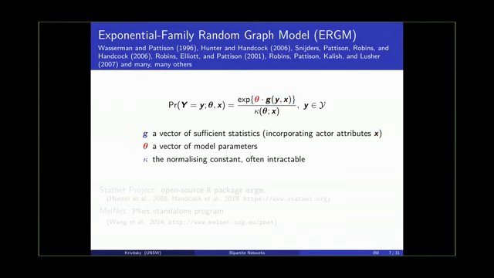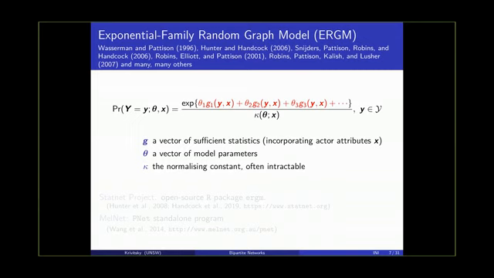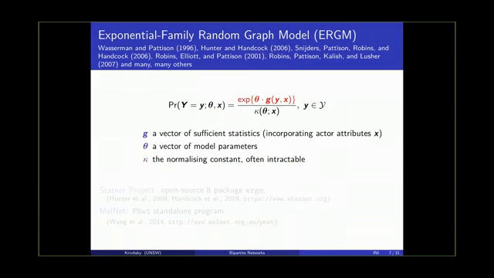And then we parameterize it by a vector theta of model parameters, and then we take a dot product, which is basically we take each element of theta and multiply it by the corresponding element of G. So each G represents some summary statistic of the network, and we multiply it by its corresponding theta, and then we add them all up, right? And then we exponentiate the result and divide it by the normalizing constant, which is often intractable, which is why we end up using MCMC to simulate and estimate these models.